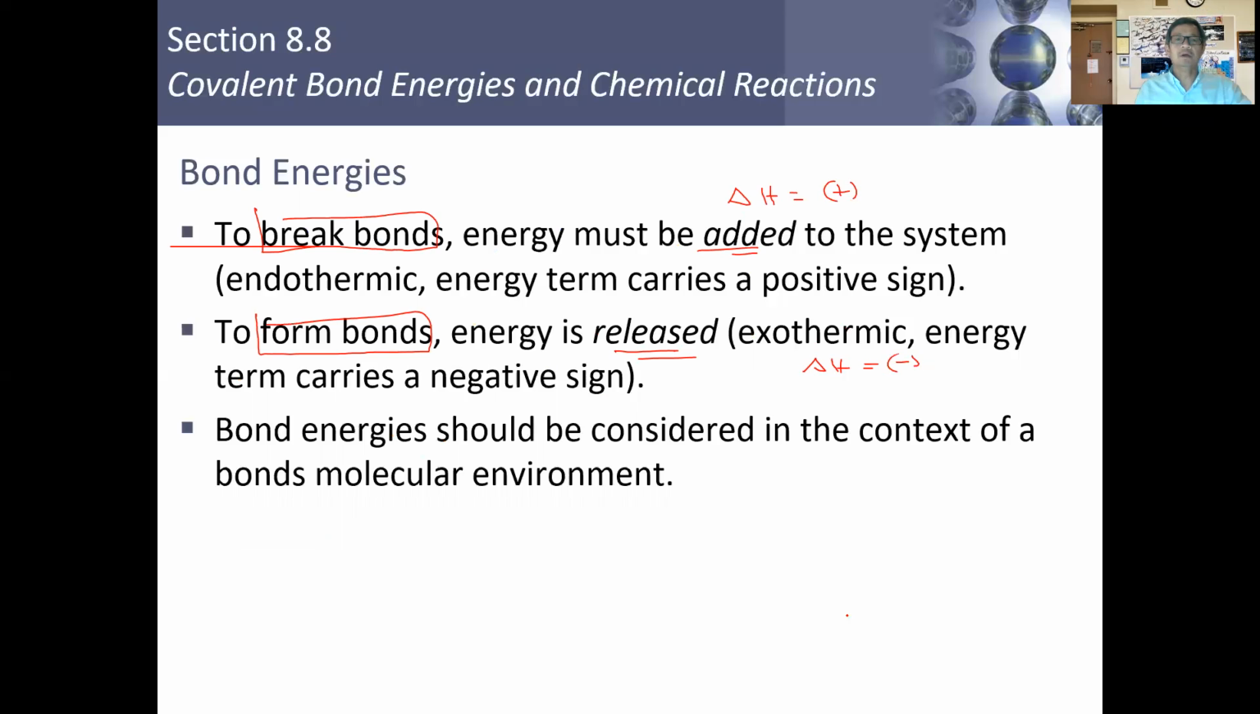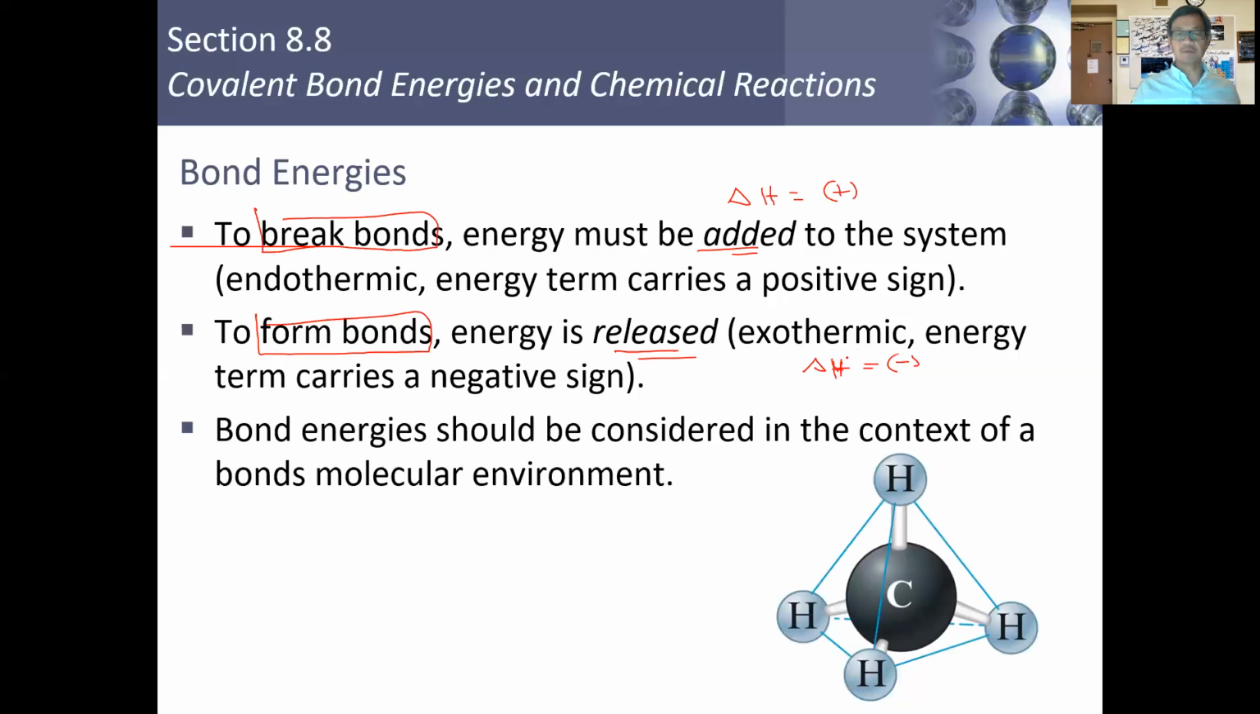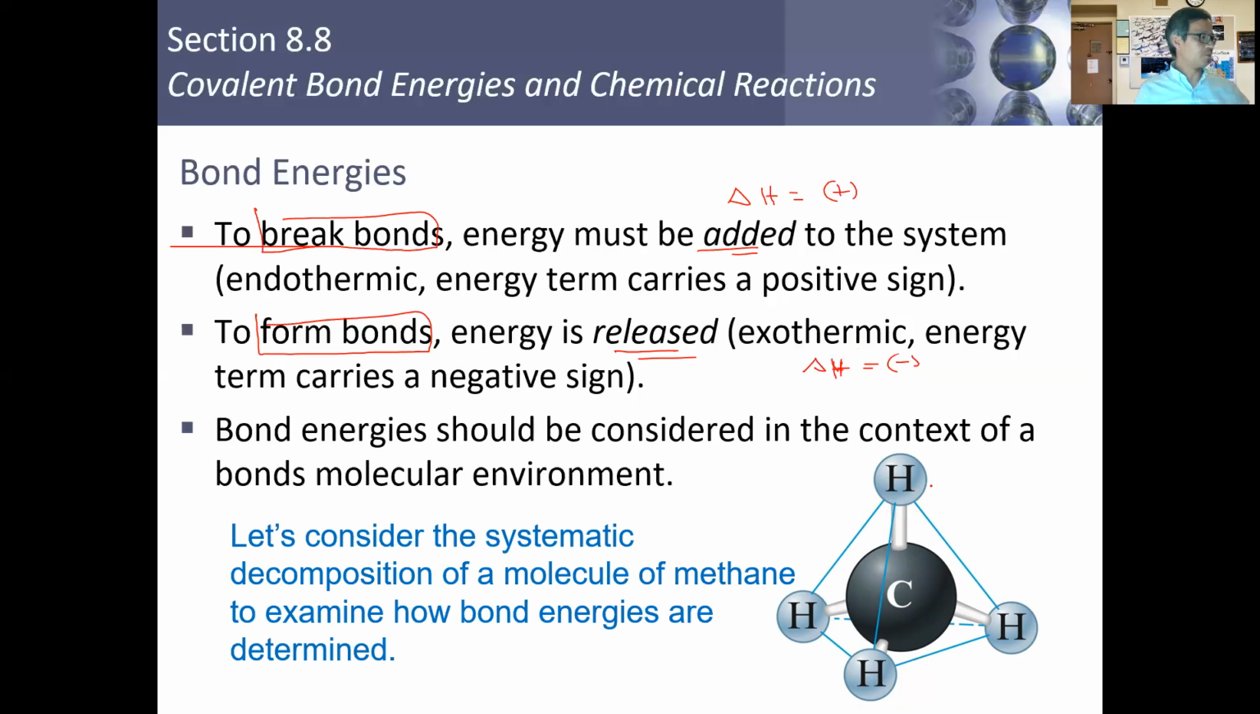Okay, so the bond energy, as we move forward, is going to be dependent on the environment that that particular bond is in. So let's examine the carbon-hydrogen bond, the C-H bond, in a molecule of methane. Based on that, you can see that the energy involved in forming or breaking these single bonds will depend on what is left over. That is what we refer to as the molecular environment for that particular bond.